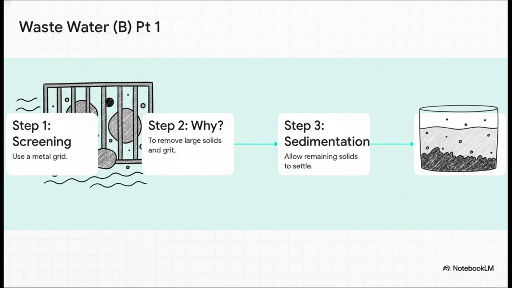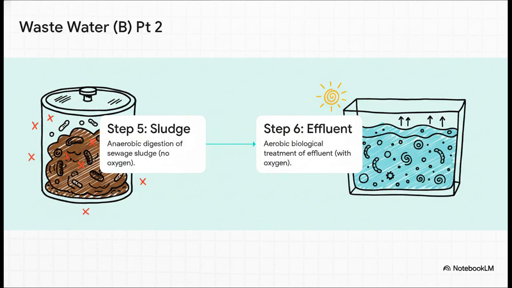This separates the water into 2 things: the heavy solids that sink to the bottom, called sewage sludge, and the liquid on top, which is called effluent. And here's where the biology kicks in, which is pretty cool. Those 2 things we just separated, the sludge and the effluent, get treated in completely different ways. The sewage sludge gets broken down by microorganisms without oxygen. That's called anaerobic digestion. And the liquid effluent gets treated by helpful bacteria with oxygen, and that's aerobic biological treatment.